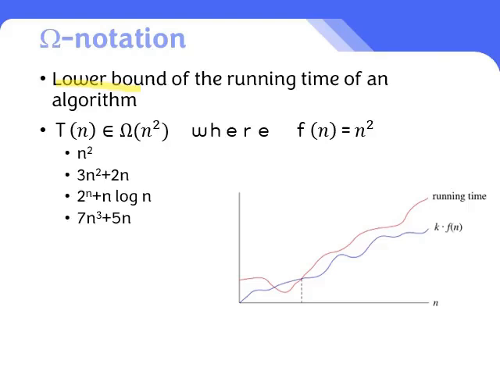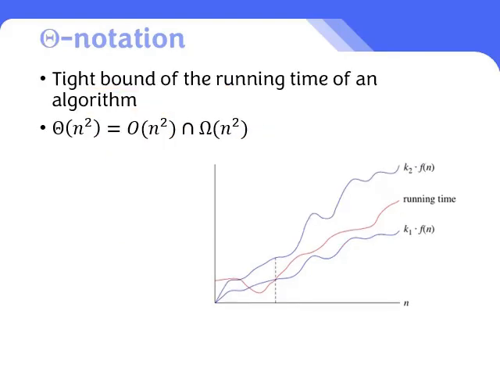In the same way, functions that are bigger than n squared, like exponential functions or n cubed, are also included in big O of n squared. Lastly, it's big theta. So, if big O describes the worst case scenario and big omega describes the best case scenario, then big theta is when both the worst and best cases are the same.